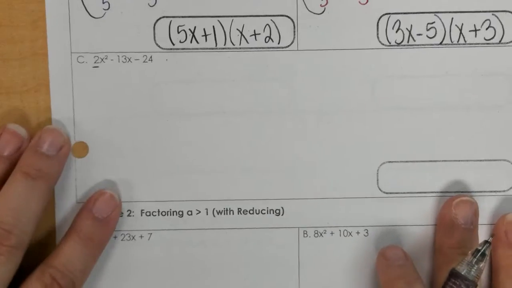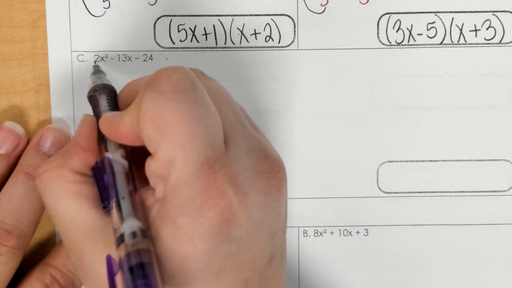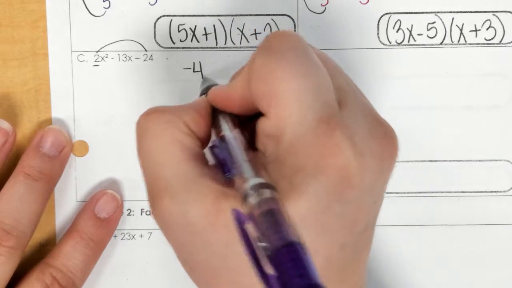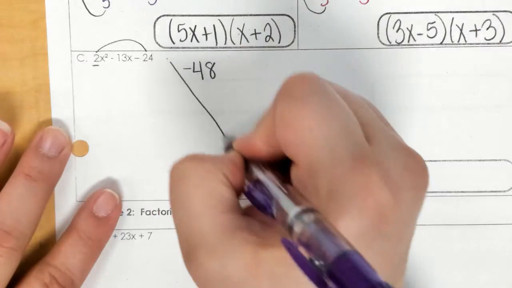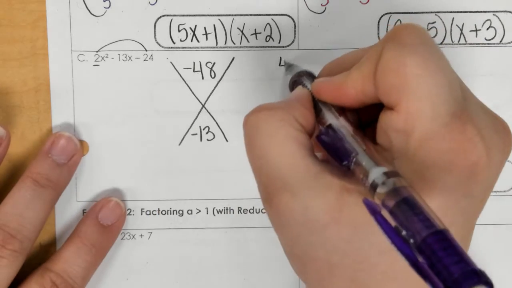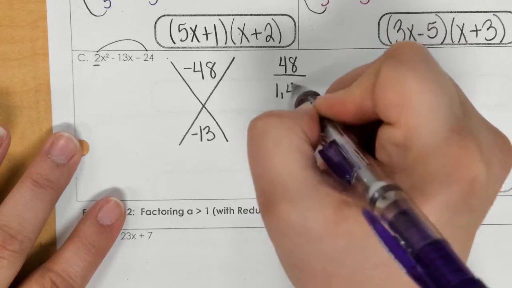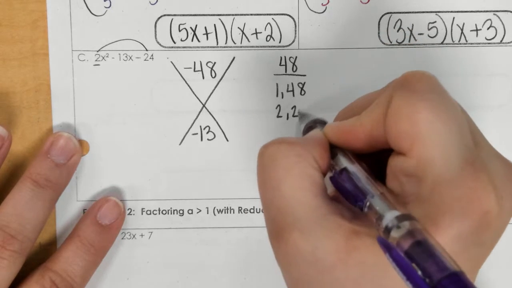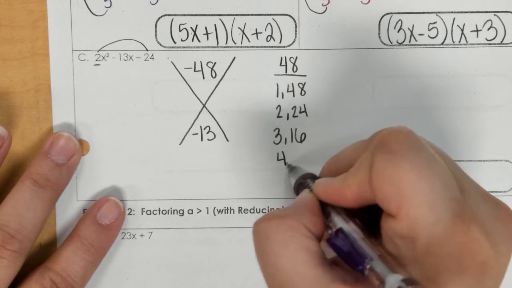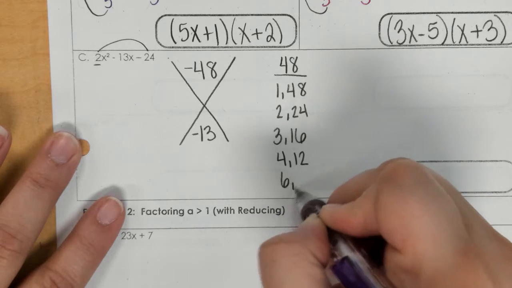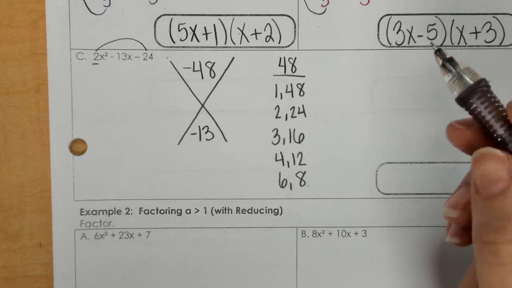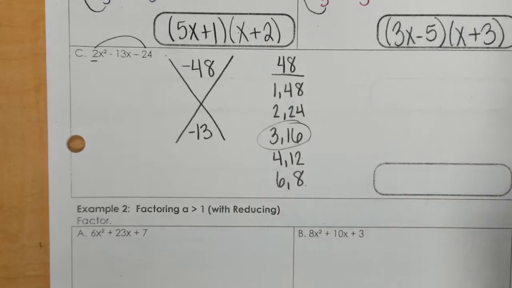Okay, letter C. We see the number here in front of x squared is bigger than 1, so this is bottoms up. We go 2 times negative 24, that's negative 48. Then we're trying to get to the middle number, negative 13. So let's look at our factor sheet at 48. We have 1 times 48, 2 times 24, 3 and 16, 4 and 12, 6 and 8. So which one of these pairs could make a negative 13? 3 and 16.